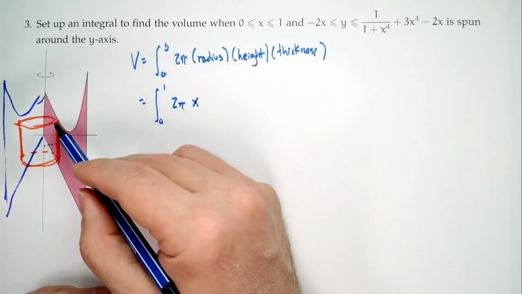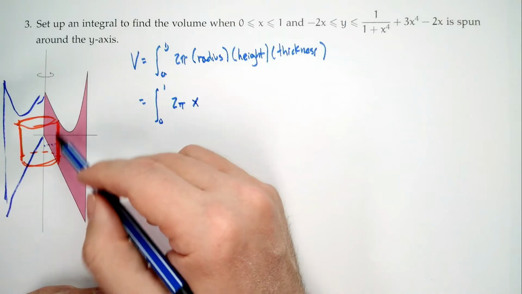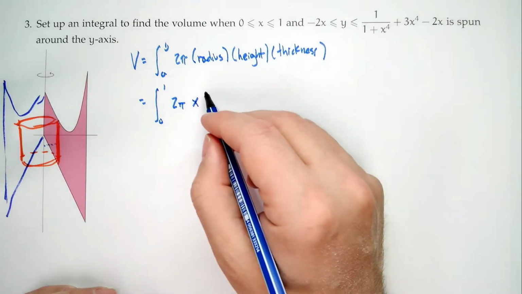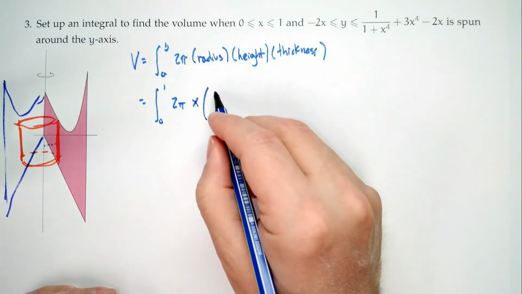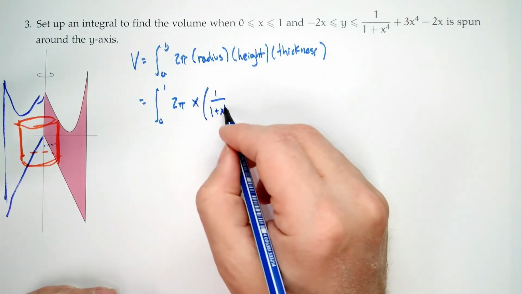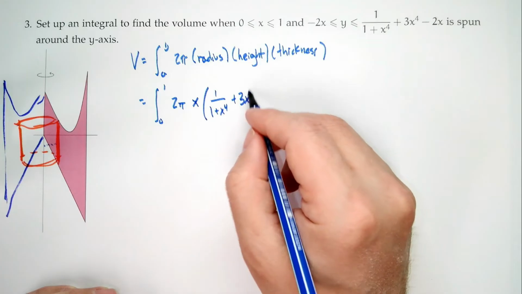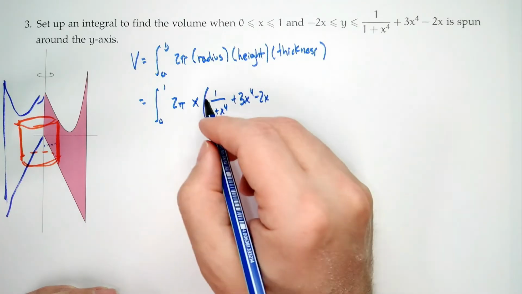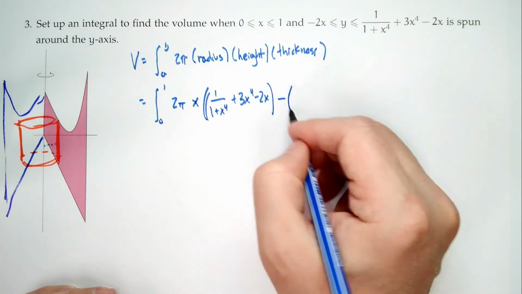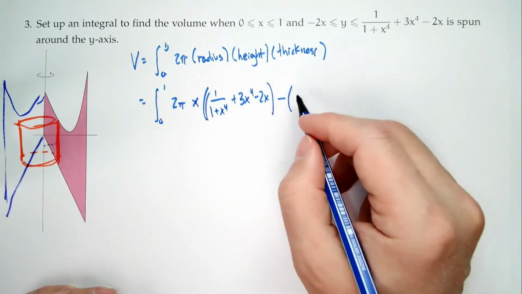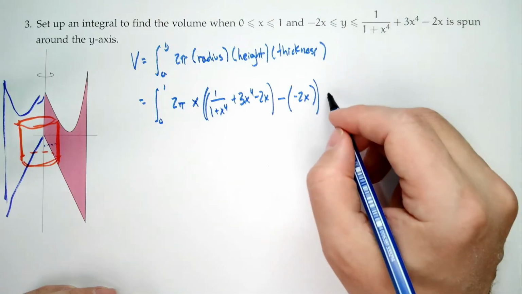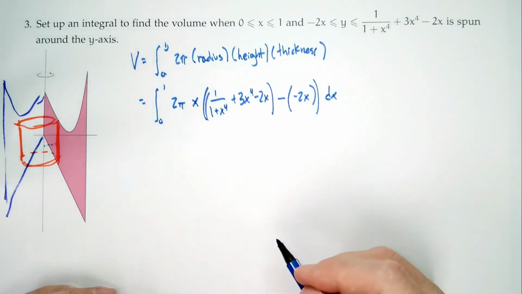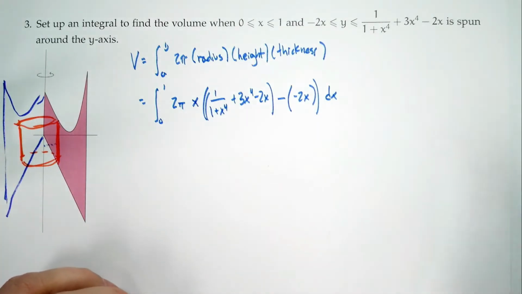So it's not down to the axis, it's between the curves. So we take the top curve, so that's this 1 over 1 plus x to the fourth plus 3x to the fourth minus 2x, and we subtract the bottom curve, minus 2x. And our thickness, well, that's our change in x.